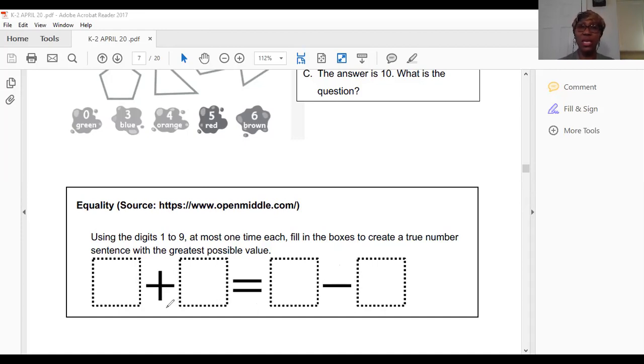Just like we did 16, remember we did that with the game, rename that number? You're going to rename the number 8 on both sides because 8 equals 8. So what two numbers can you come up with that equals 8? And what two numbers can you use to subtract that equals 8? That's all you have to do, okay?